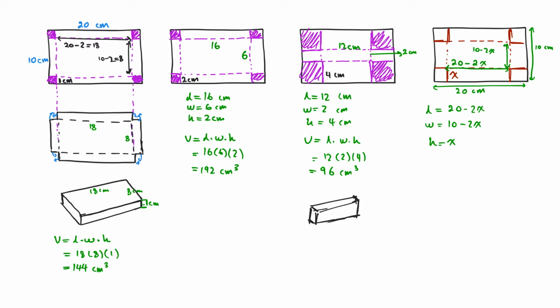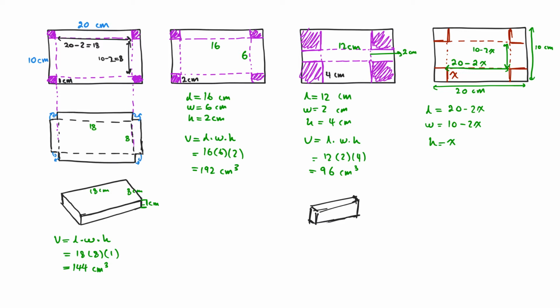And you can actually test to see if this works. If I have a cutout length of 1, I can plug 1 into this equation, and it becomes 20 minus 2 times 1, which is equal to 18, which is what I had here. 10 minus 2 times 1 is 10 minus 2, which is 8, which is what I had in the first case with cutout length of 1. And my height is simply x, or just 1, which is exactly what I had. And you can plug in all these values and you should get the same thing.